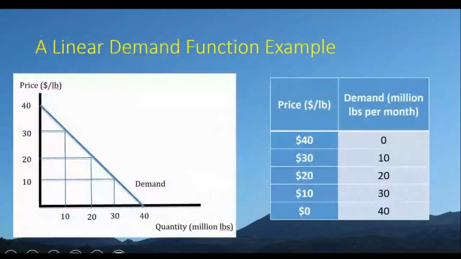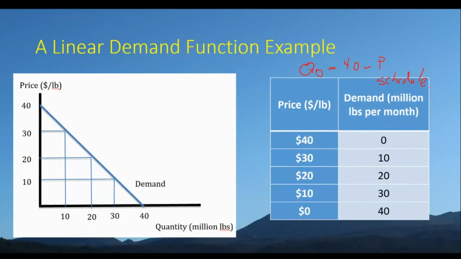Let's do that. Here we go. The relationship here, I'll write it this way. QD is equal to 40 minus the price of coffee from before. Okay, well, how do we plot that? Well, we can create a schedule. Here's a demand schedule.